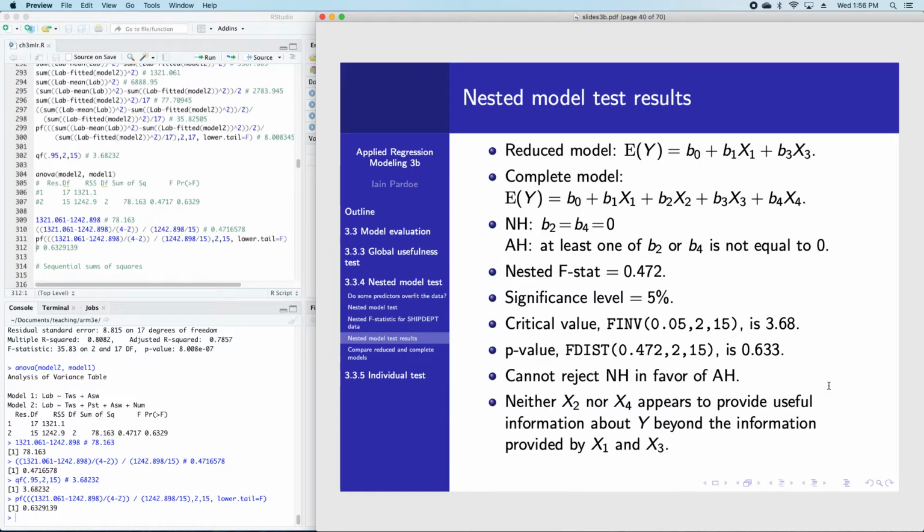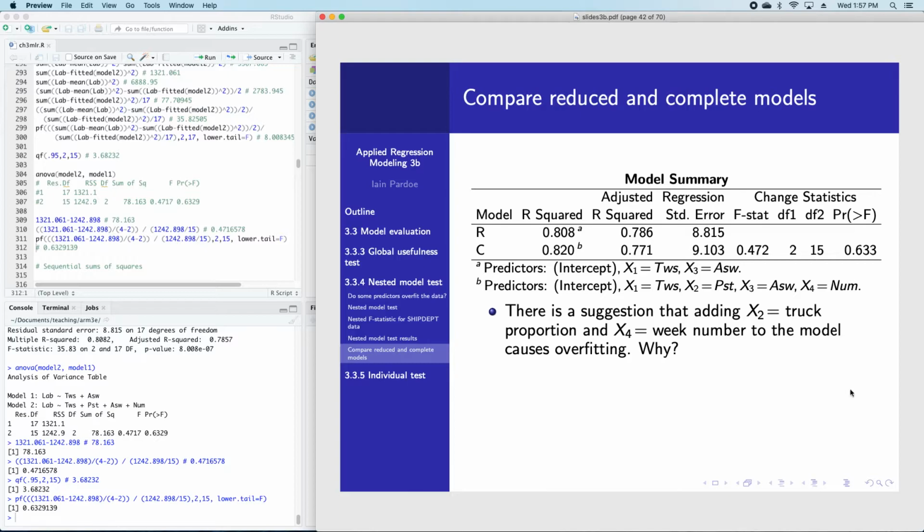In other words, neither x2 nor x4 appears to provide useful information about y beyond the information provided by x1 and x3. And that's the same conclusion that we had when we looked at adjusted R² for these 2 models, that the reduced model is superior to the complete model. Another way of thinking about this is that those 2 additional predictors are causing overfitting somehow.